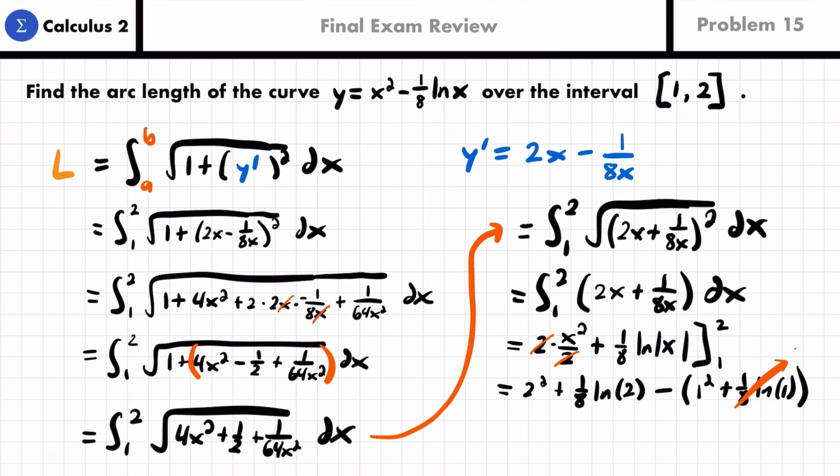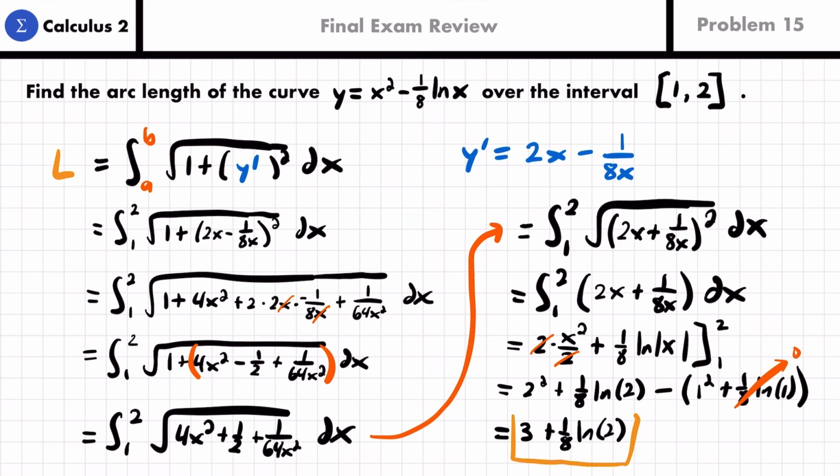Okay, so this whole term here becomes 0, meaning you just have 1 squared, or just 1, being subtracted from this expression. And 2 squared is 4, so we have 4 plus 1/8 times the natural log of 2 minus 1, and that negative 1 and that 4 combine to be positive 3. So I'll just change that right here. And that will be our final answer, at least in its exact form.